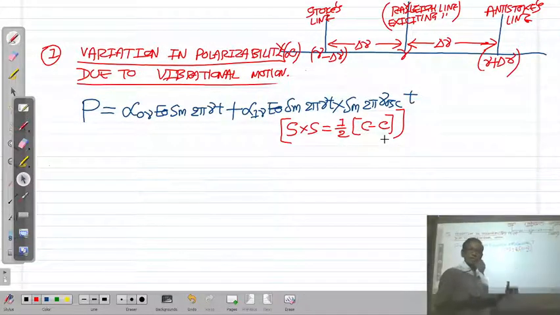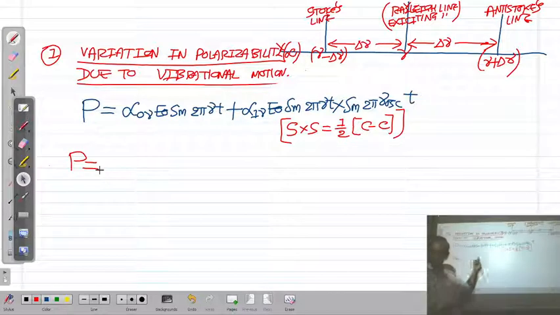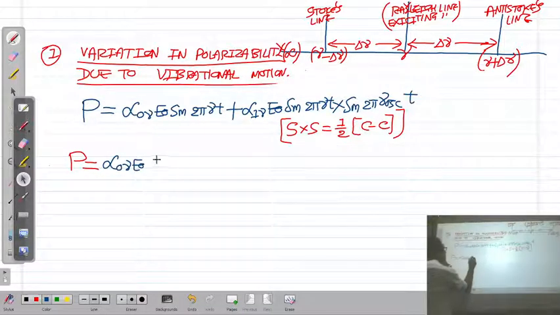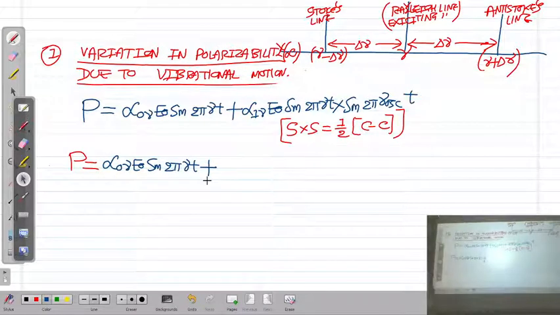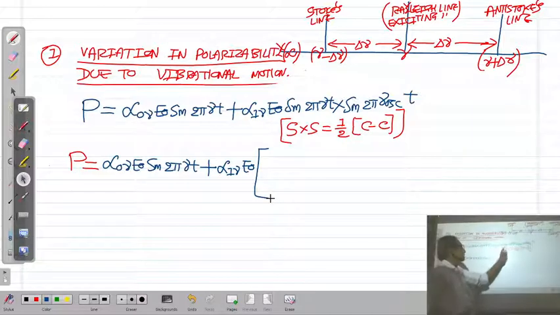If you use this trigonometric formula, let us calculate the induced dipole moment of a vibrating molecule. You will get P is equal to alpha 0 nu E0 sin 2 pi nu t plus alpha 1 nu E0 into bracket.